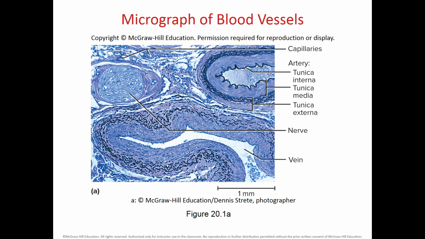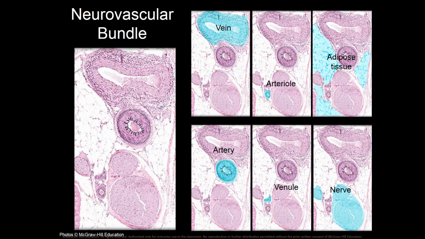In here you can see an artery together with the vein and a nerve. These three structures are referred to as the neurovascular bundle. So in this other figure, showing this micrograph as the previous one with the neurovascular bundle, you can see the vein, the artery, and the nerve.